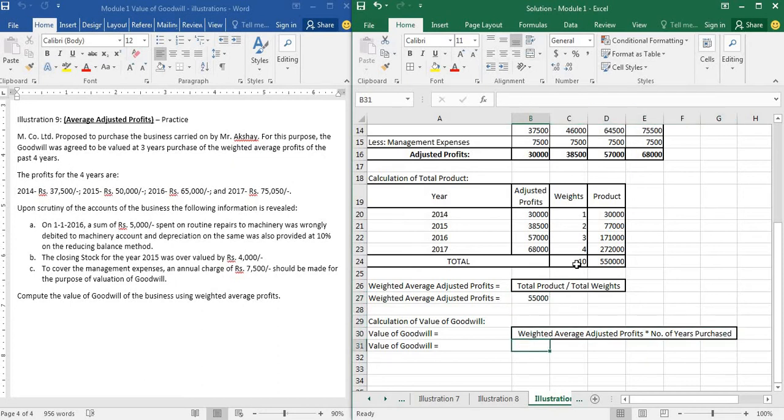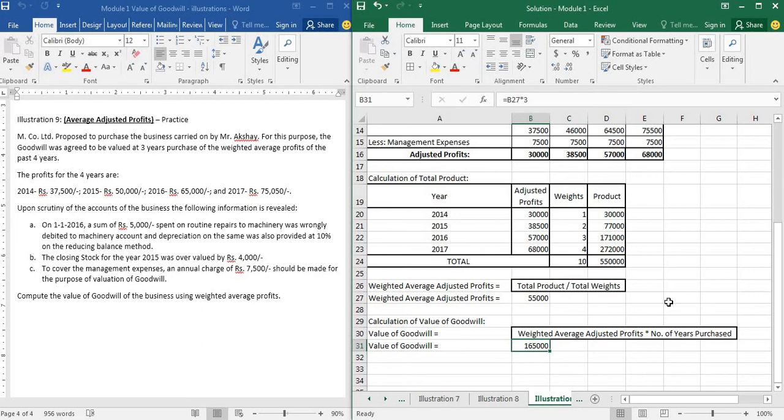Now using this weighted average adjusted profit, we are going to find the value of goodwill. So we'll again read the second sentence of the illustration. For this purpose, the goodwill was agreed to be valued at 3 years purchase of the weighted average profits of the past 4 years. We have already found the weighted average adjusted profits of the past 4 years, which has come down to 55,000, and goodwill is nothing but 3 years purchase of that. So we take the weighted average adjusted profit, 55,000, into the number of years purchased, which is 3 years.